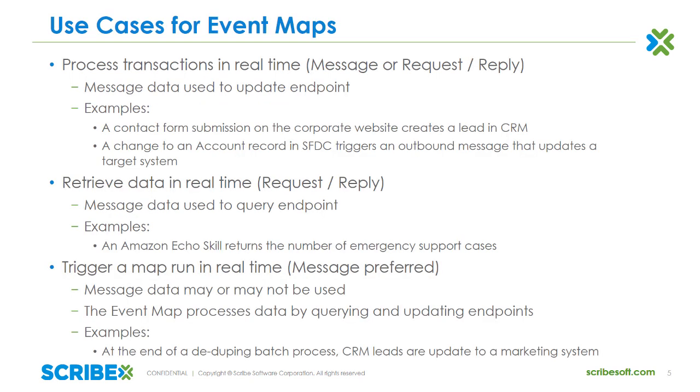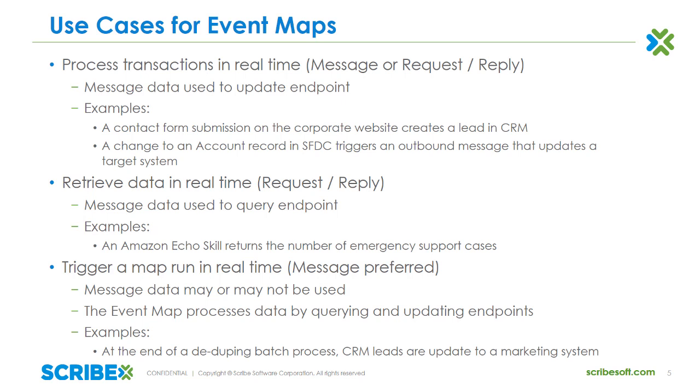Good, okay. So what are some of the reasons you'd want to use event maps? Well, we break it down into three general areas of use cases for the event maps. The first one is probably the most common, the one you'd be most familiar with, and that's to process transactions in real time. So what happens is the message data is used to update the endpoint. That means that the data that you're getting is in the message itself, and that data is going to be passed through to some other endpoint, and you're going to update the data in that other endpoint.